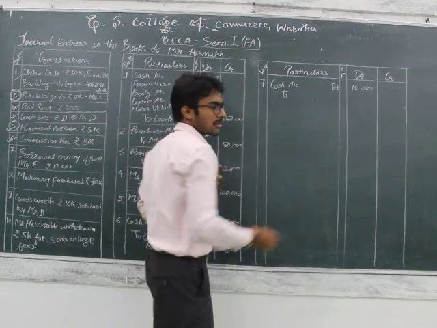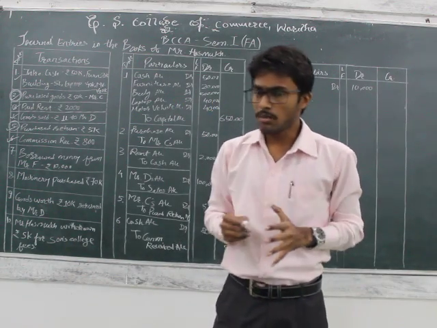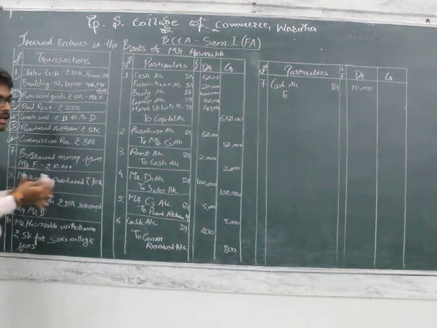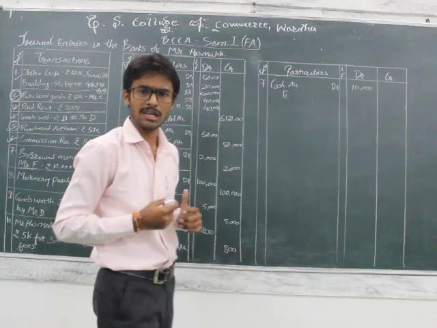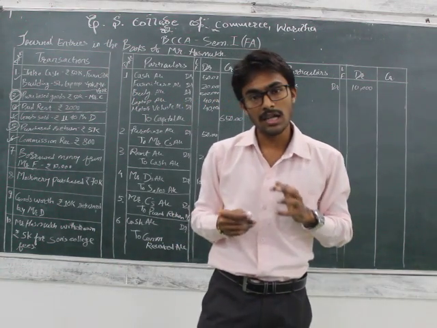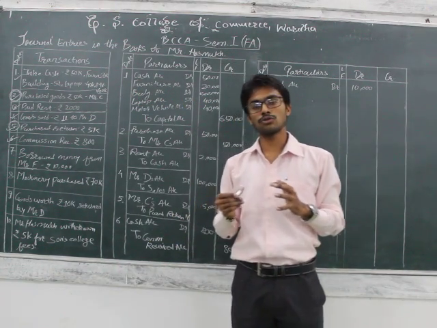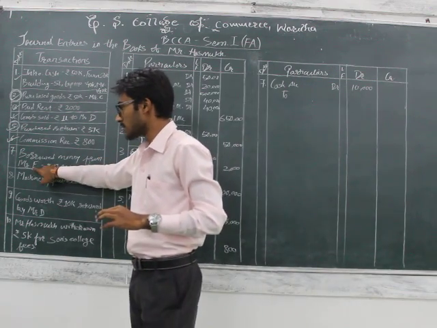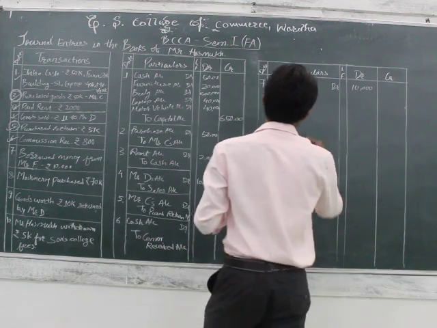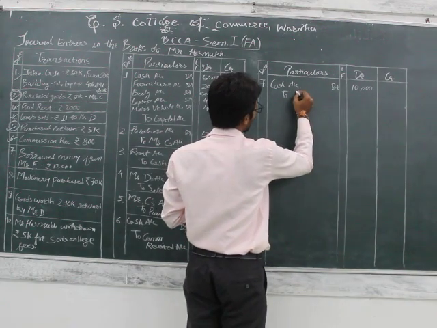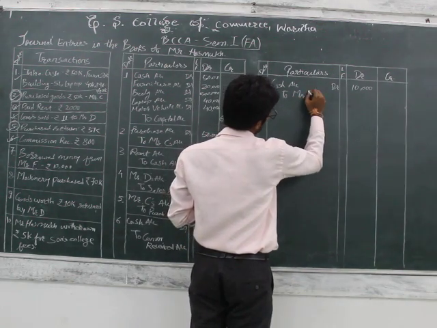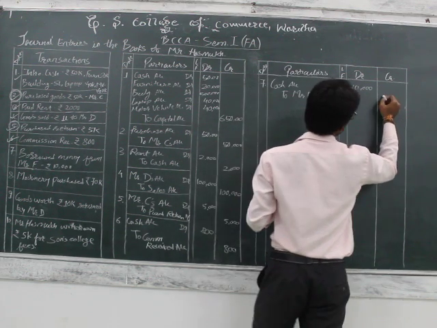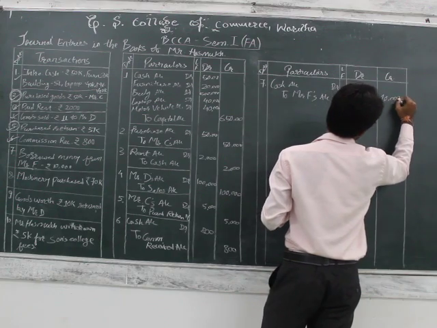And who is giving this amount? This amount is given by Mr. F. Mr. F is giving the amount. That means Mr. F is the giver here. That's why we have to apply the personal accounts rule, and the personal account rule says debit the receiver, credit the giver, and Mr. F is the giver here. That's why we have to credit the giver account, Mr. F's account. The amount will be the same, 10,000.